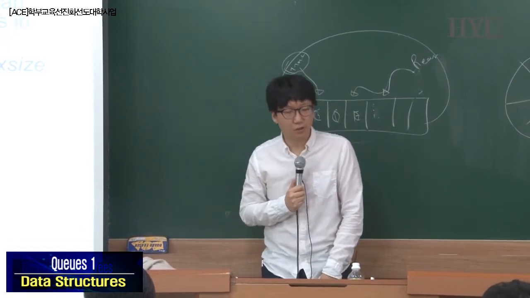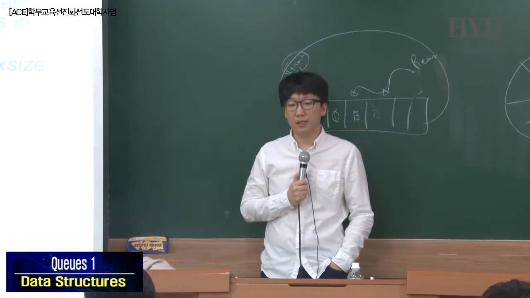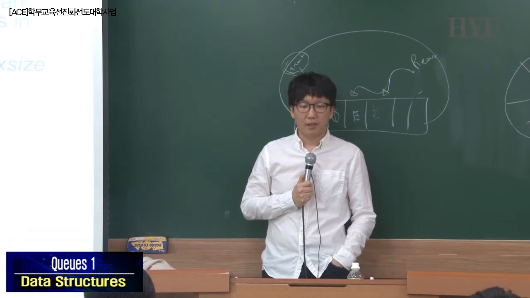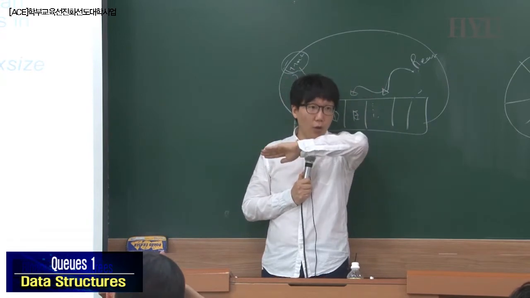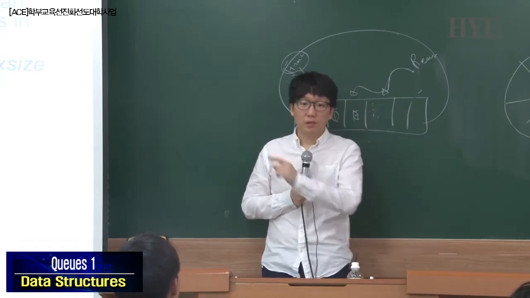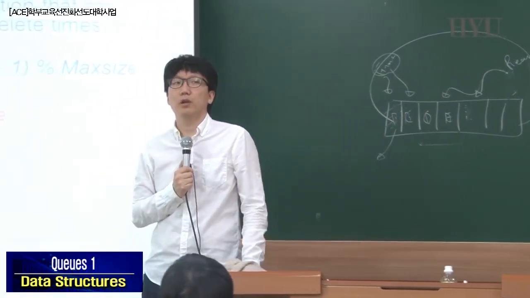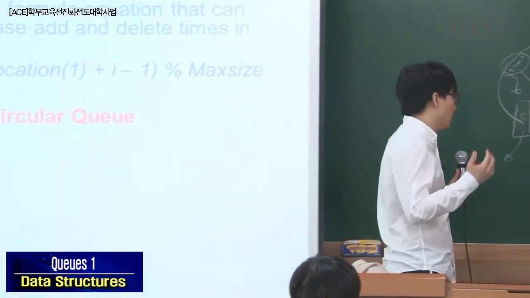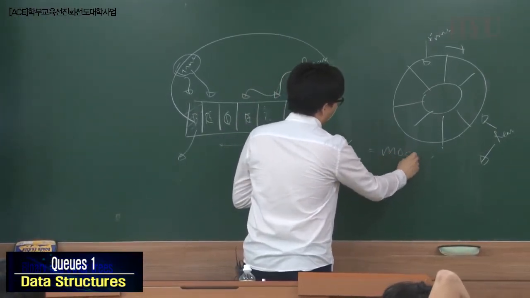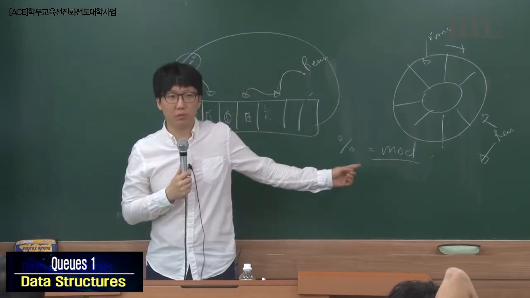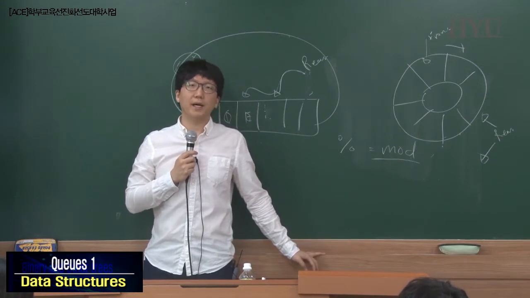Their solution is a modified formula that can provide worst case add and delete times in constant time. This is the formula for moving front one step to the right. Now in that exact same equation, you do a modulo of the max size. What's modular, or mod? I think in C++ they write this as modular. This is mod. You all know this, right? They take the modulo by the maximum size.